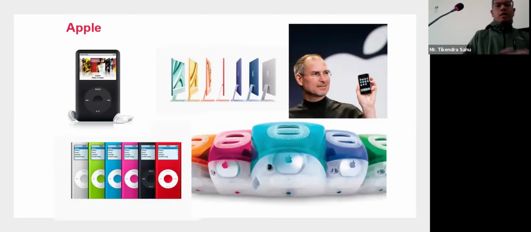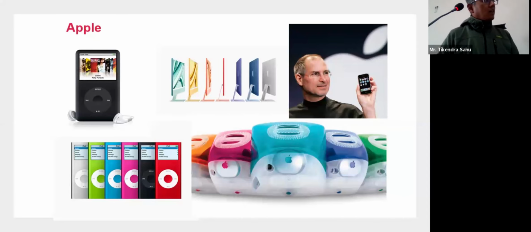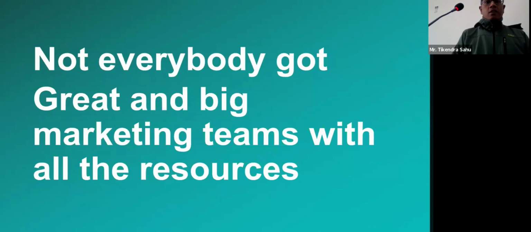Nowadays, Apple is completely different, because they went through a decline first before they actually made the colorful ones, and they needed to reinvent themselves. So Steve Jobs came back, and they made a lot of innovations, and of course a lot of famous colorful Apple computers that we know today, as well as the iPhone. So coming back, not everybody has a great big marketing team with all the resources, like you creative people.